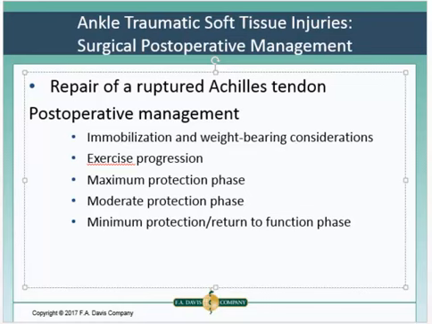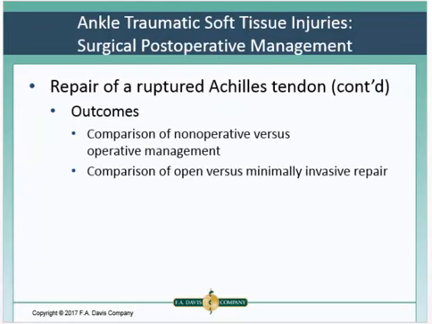For the moderate protection phase, you want to start to increase range of motion. You can do gentle joint mobilizations, begin strengthening, and work on muscular endurance of the operative lower extremity. For individuals who've had an Achilles tendon repair, the minimum protection phase typically begins around 12 to 16 weeks, and you want to get the patient back to their desired level of function. So, in many cases, by 12 to 16 weeks, they can advance to some light jogging and doing a little bit more dynamic tasks.